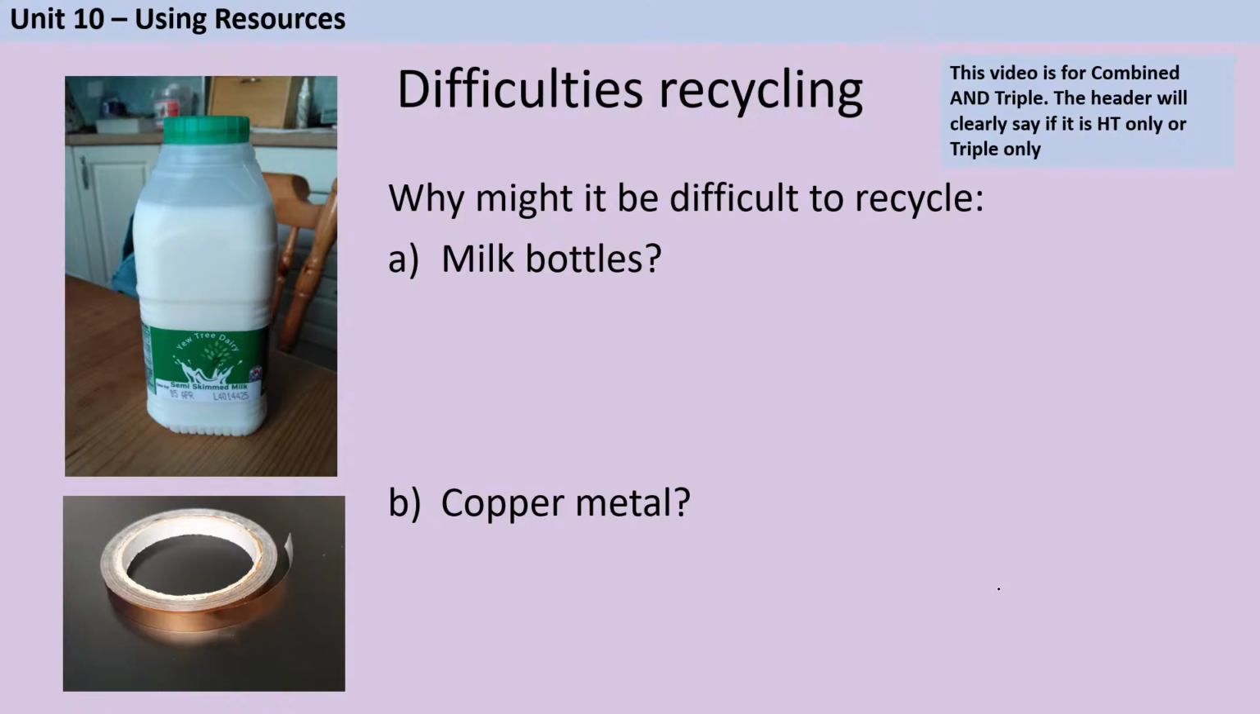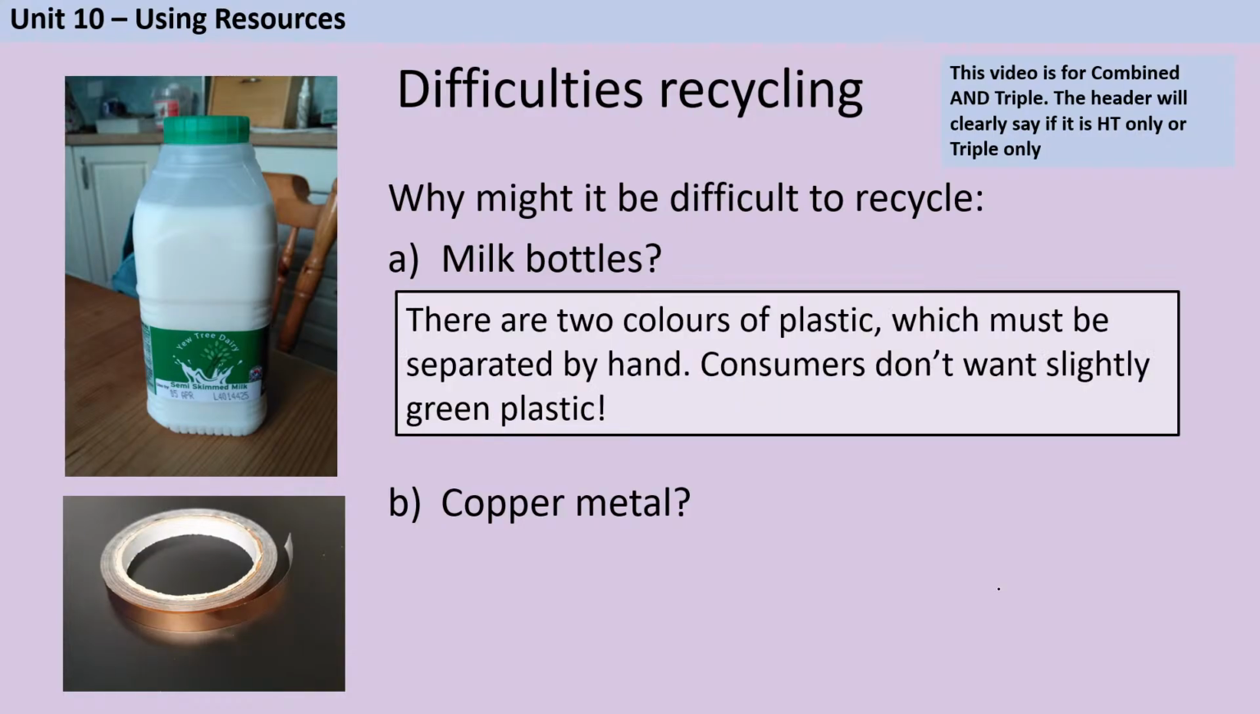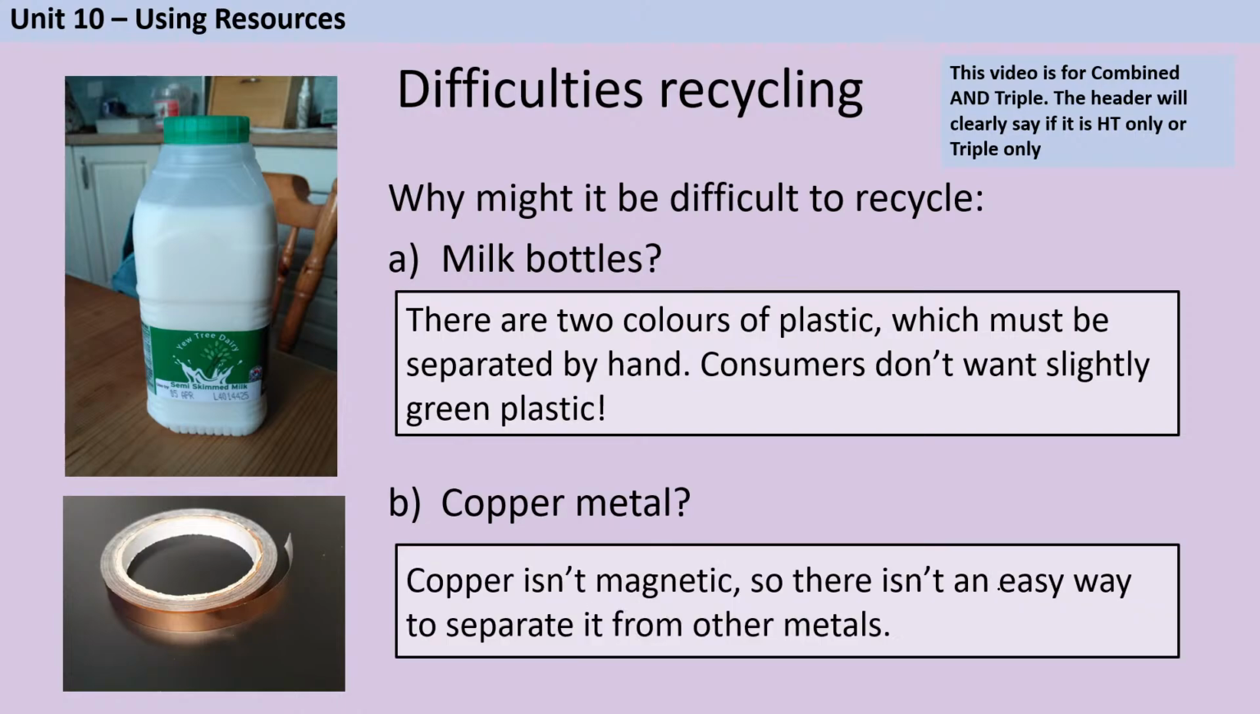So they quite like to suggest questions about why it's difficult to recycle. So things like milk bottles with green lids, it's really hard to recycle them because if you just melt down the milk bottle, you get slightly greenish plastic and nobody wants to buy it. And copper, even though it's worth loads of money, there isn't a way to easily separate it from other metals. So again, you're relying on humans to go through and hand pick it, and that makes it really expensive.